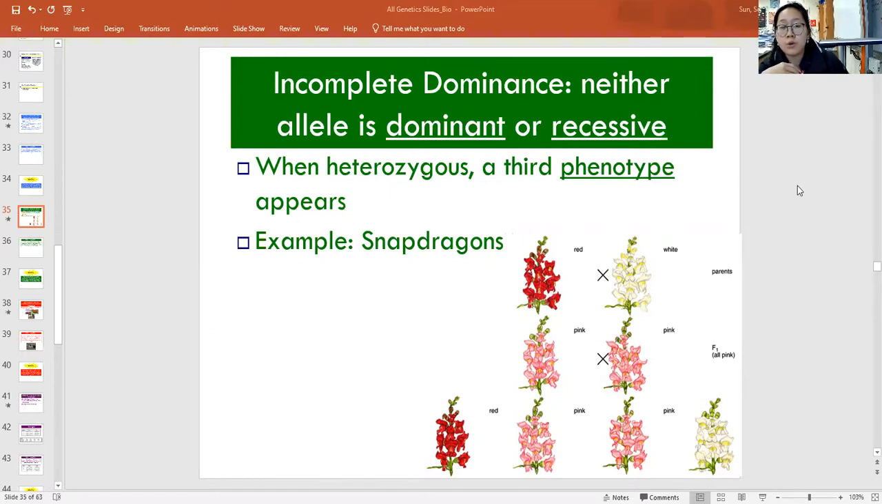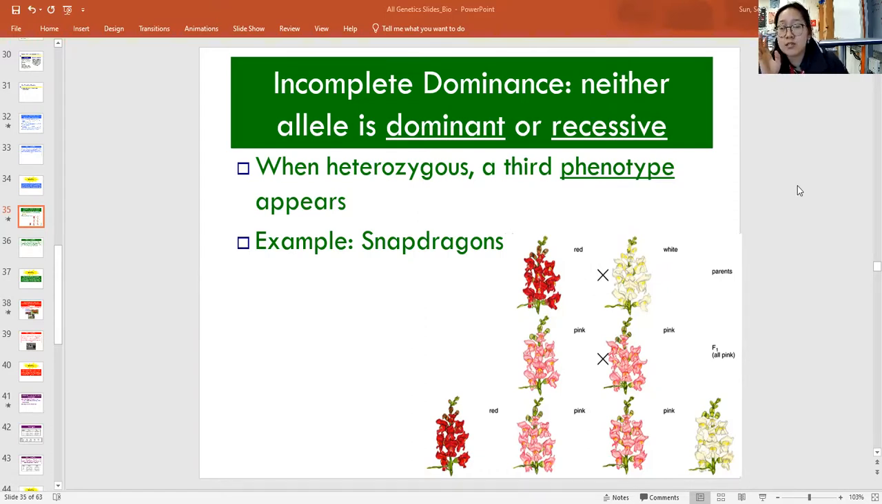So when they are put together, for example, if you have a red snapdragon that's dominant on its own, and then you have a white snapdragon, they are incompletely dominant over each other. So when you breed them together, you get that red allele and that white allele. And when they're RW, they're actually this intermediate or blended color, which is pink.